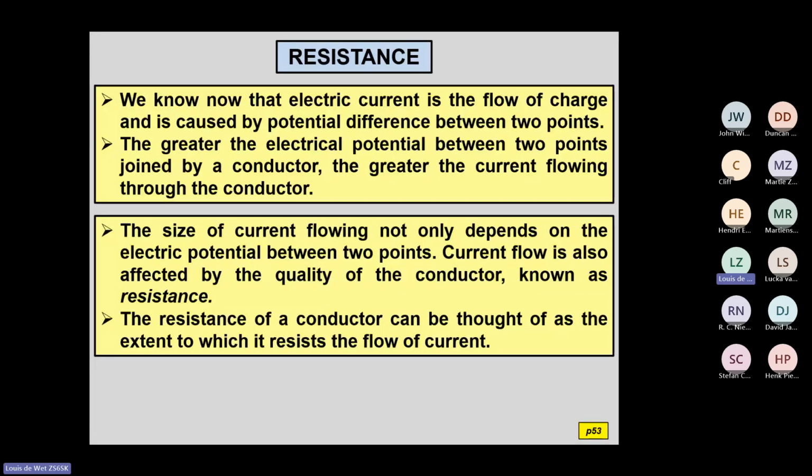So the size of the current flowing not only depends on the electric potential between the 2 points, current flow is also affected by the quality of the conductor, known as the resistance. Now, just one very important thing. If you look at graphs, you'll always see there are 2 variables on a graph. But here we have 3 variables. If you take a normal graph, you'll always get the independent variable and then the dependent variable.